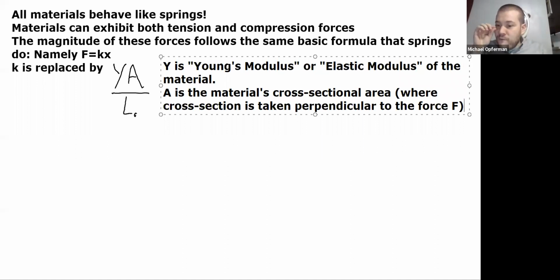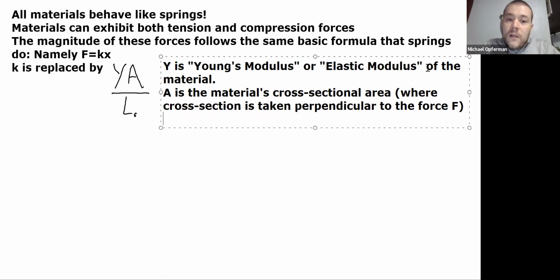If you have a very, very thin rod that's like a piece of wire, basically, it'll be easier to stretch than if you have a big, thick steel rod. So that's the A. If A is very small, it would be something like a piece of wire. If A is very big, it's like a huge support beam.